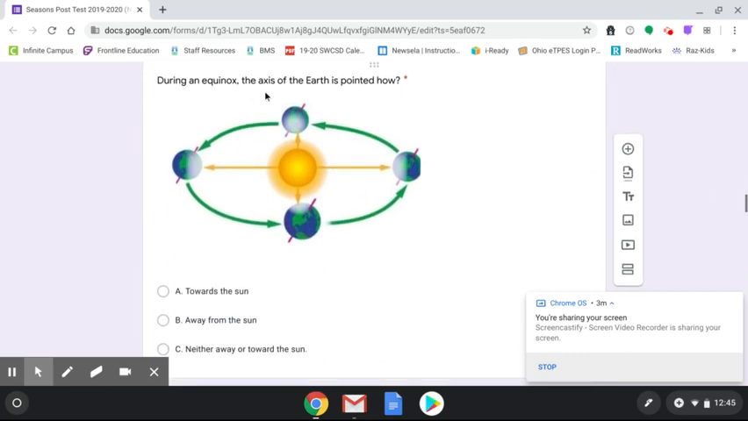During an equinox, the axis of the Earth is pointed how? Use this picture to help you answer the question. During an equinox, the axis of the Earth is pointed how? Towards the sun, away from the sun, neither away, or towards the sun.